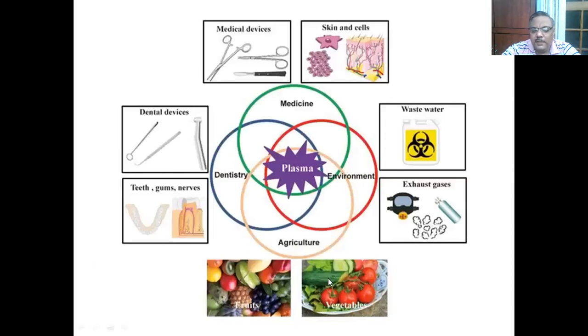By sterilization, we can sterilize wastewater. We can sterilize exhaust gases, vegetables, and fruits, and these are the sterilizations we will be concerned with while dealing with plasma medicine. We will talk about all these when we discuss plasma medicine in my next lecture.